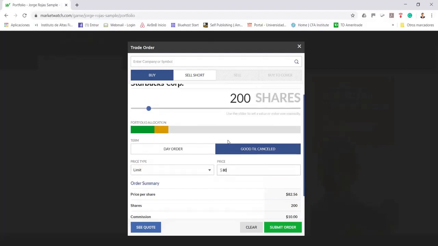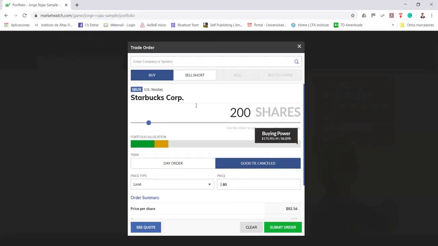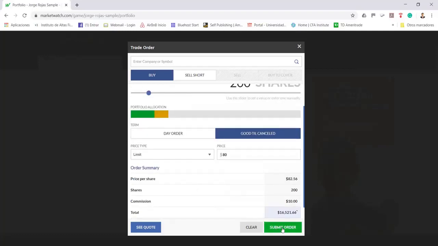So I can also specify if I want this condition only for 1 day, or I want to keep it open until I cancel it. In this case, good till cancel means that this order is going to be open until either the price gets to 80 or I cancel the order manually. So again, what I'm doing is I want to buy 200 shares of Starbucks, but only if the price gets to 80 or less. So let's go ahead and place that order.